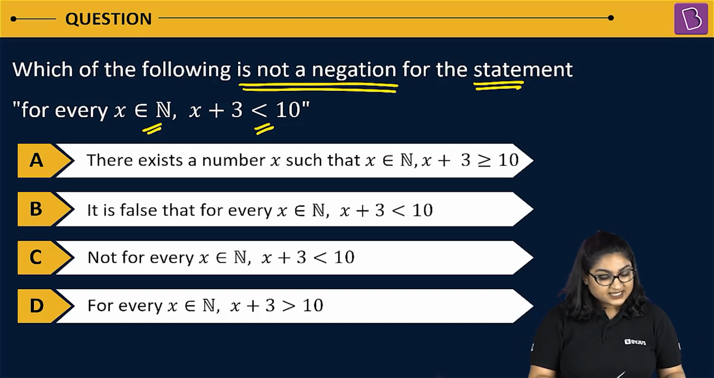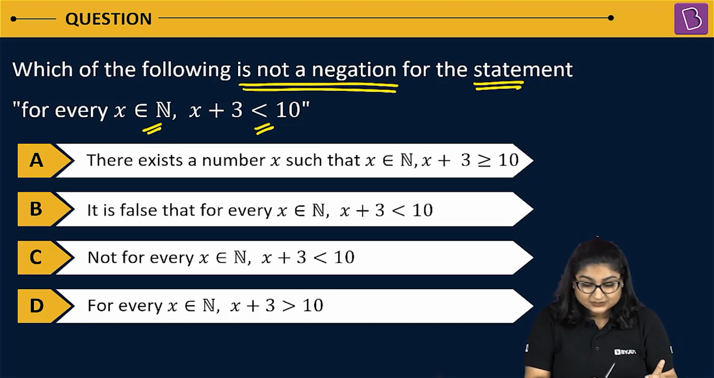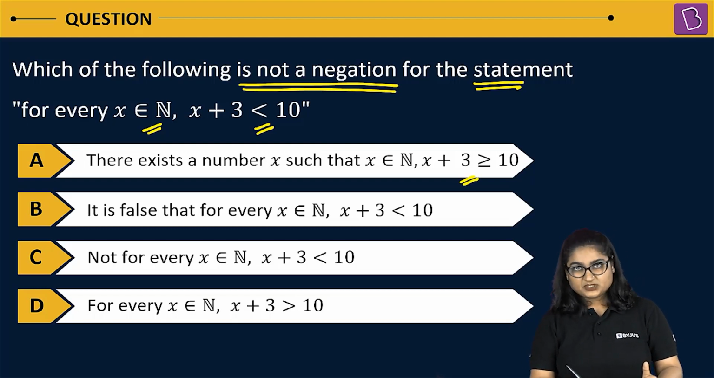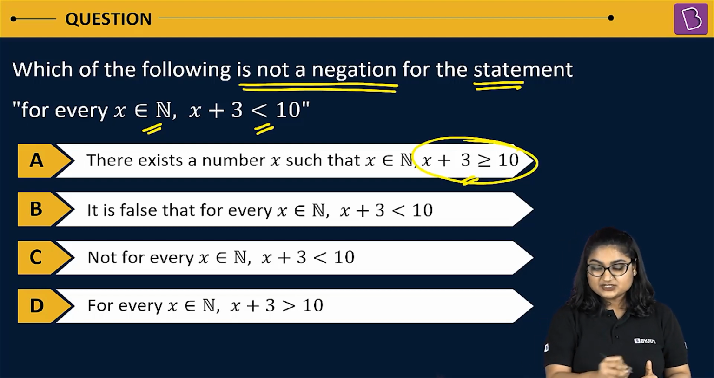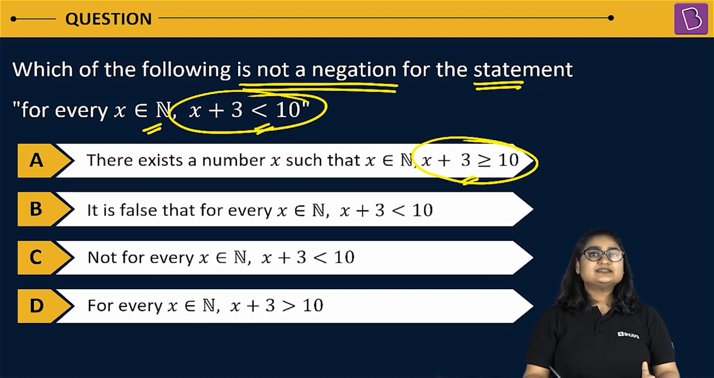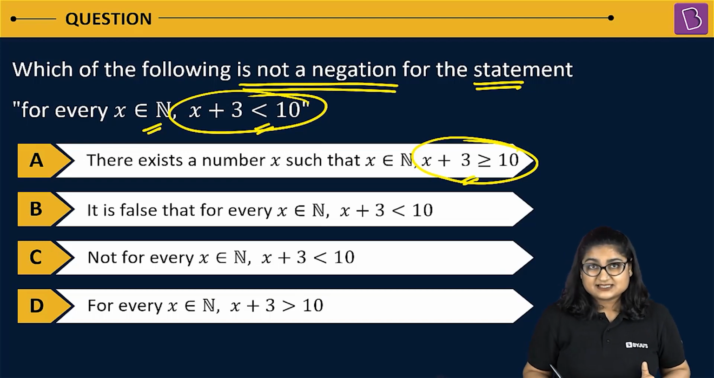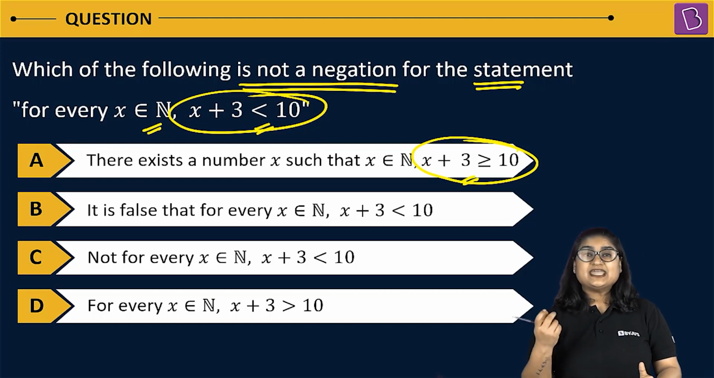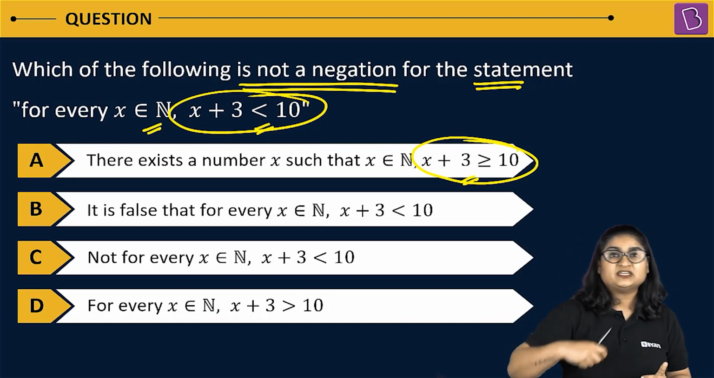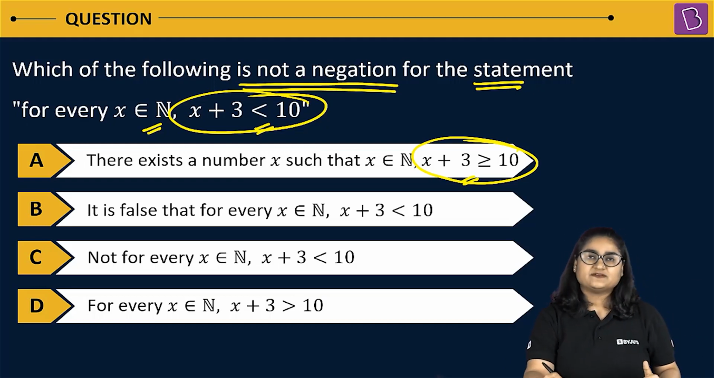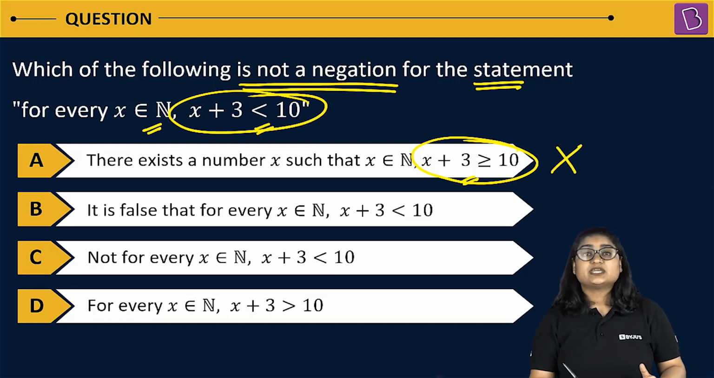Now, option A states that there exists a number x belonging to the set of natural numbers for which x plus 3 is greater than or equal to 10. Okay, now this is actually the negation of the inequality given to us in the question. In the question, it has been given that x plus 3 is less than 10, and x plus 3 greater than or equal to 10 is actually the negation of the given inequality. Hence, we can say that option A is the negation of the given statement. Hence, we will have to reject option A.